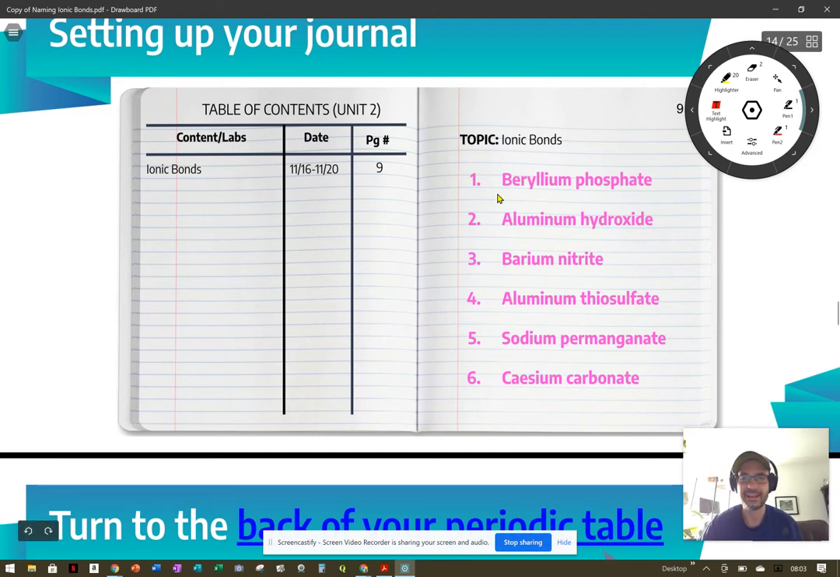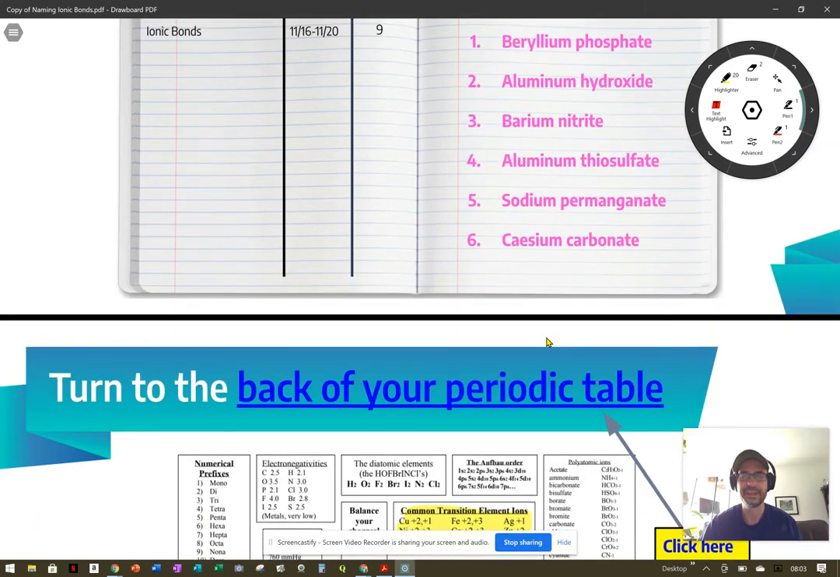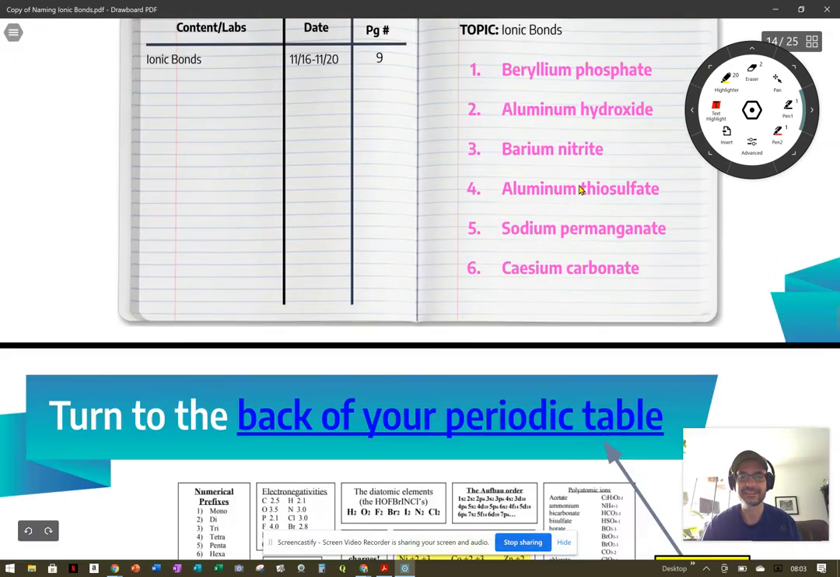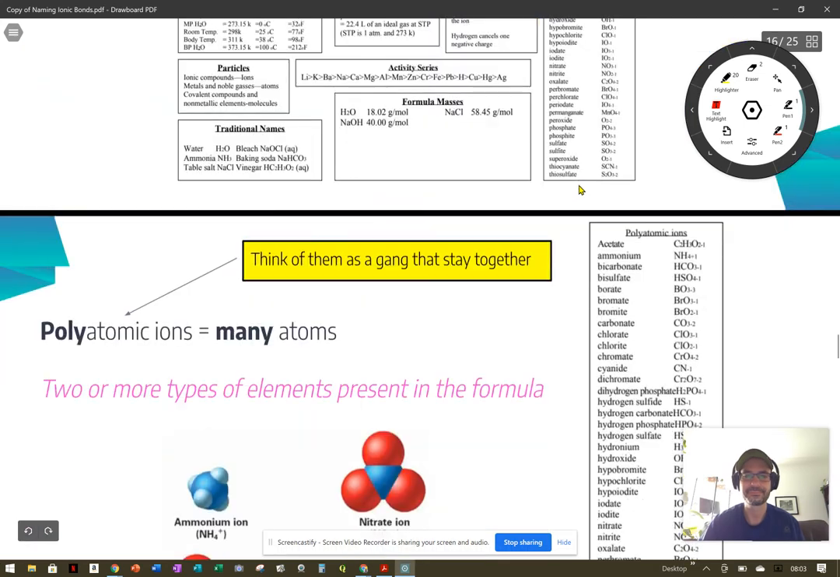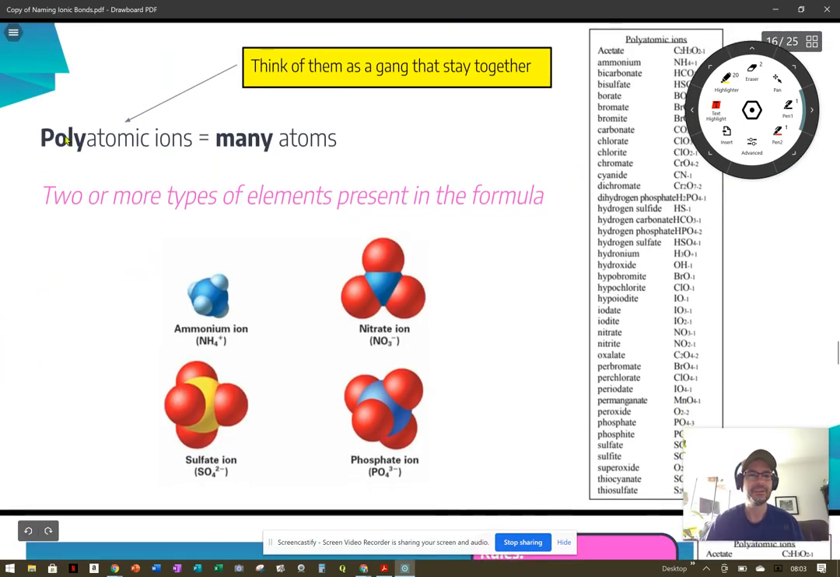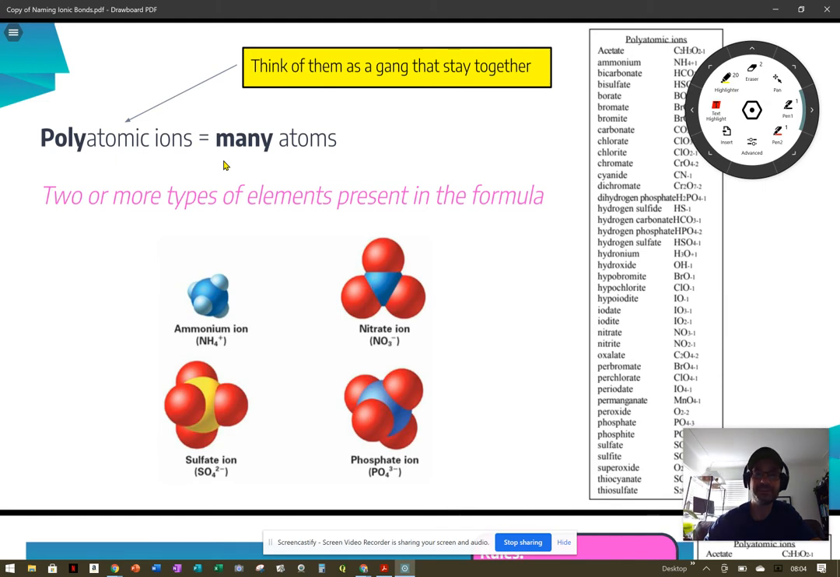And finally, these guys. So it's just a random mix of some polyatomic ions. So these polyatomic ions, poly means many. When I lived in Greece, to say thank you very much was efaristo, which meant thank you. Poly. Poly means a lot. So polyatomic ions are ions that have many atoms. And here are some examples of them.